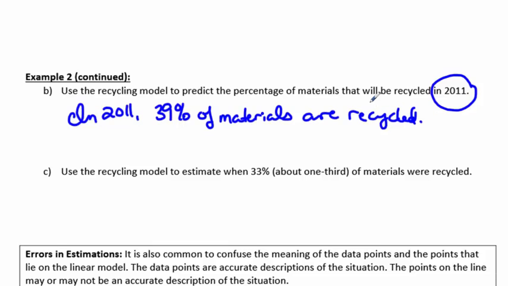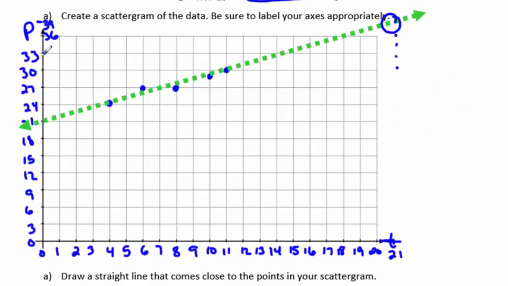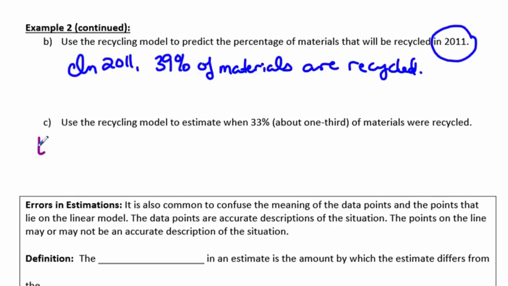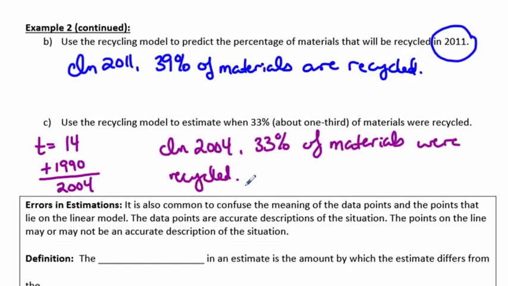Using the recycling model, estimate when about 1/3 of materials were recycled. 1/3 or 33%. Let's go back to the graph again. 33%, 1/3, is going to occur right here. It's going to correspond with 14. Okay, so let's go back to our answer sheet. A t value of 14. Remember that we're counting since 1990. So a t value of 14 is going to put us in 2004. In 2004, about 33% of materials were recycled.